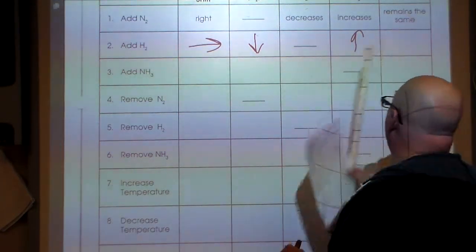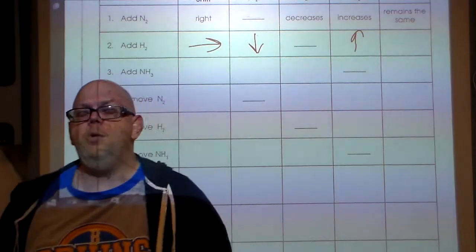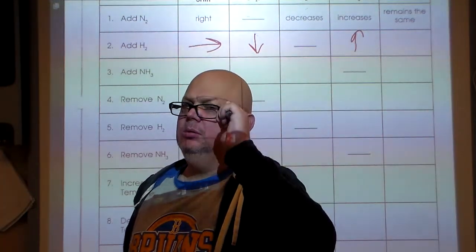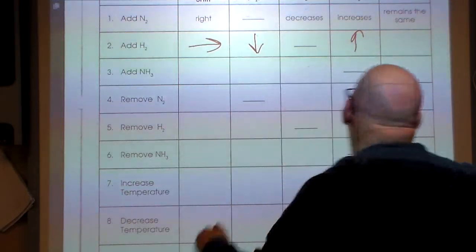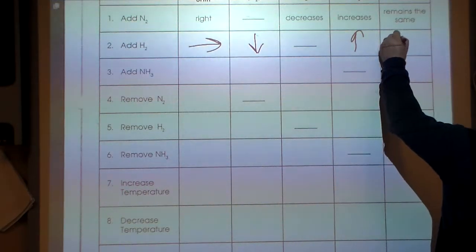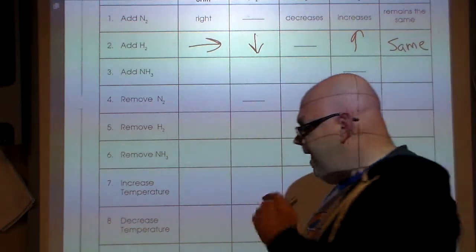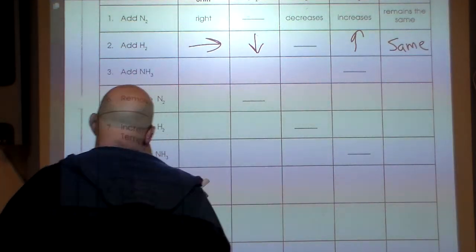Now, what about K? What about our equilibrium K? Well, guess what? You made an adjustment. The equilibrium is adjusted, and guess what? It is still the same. Okay? Now, let's take a look at another one.